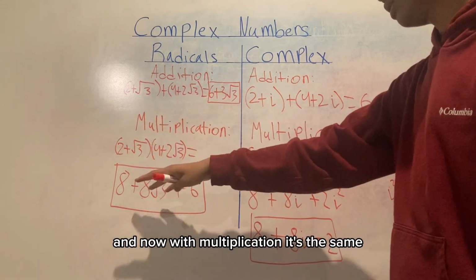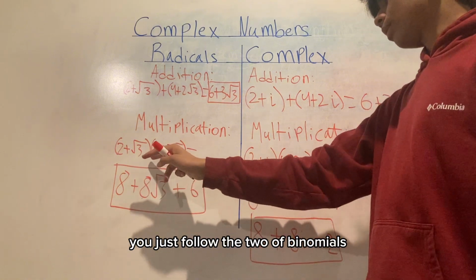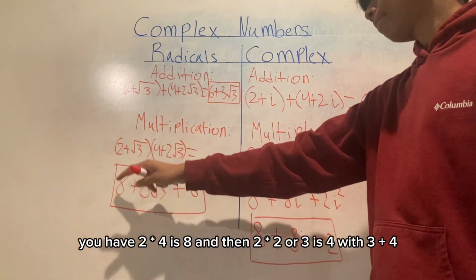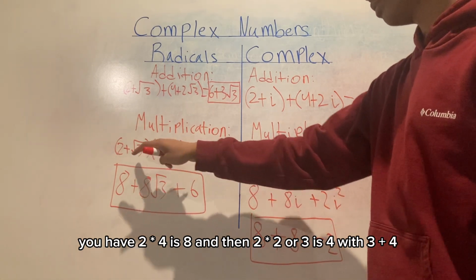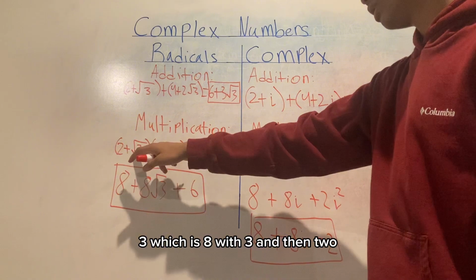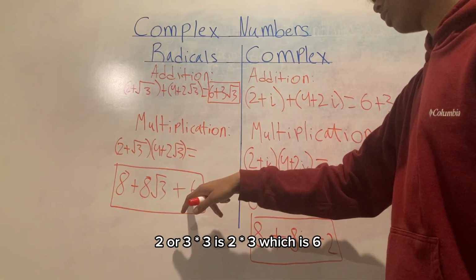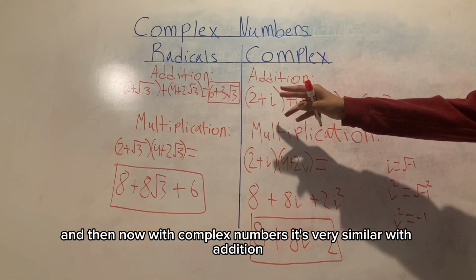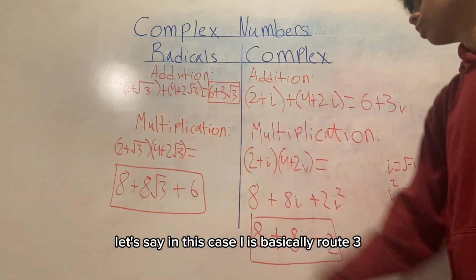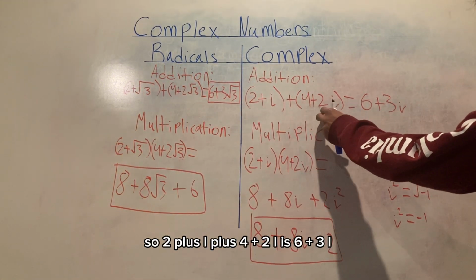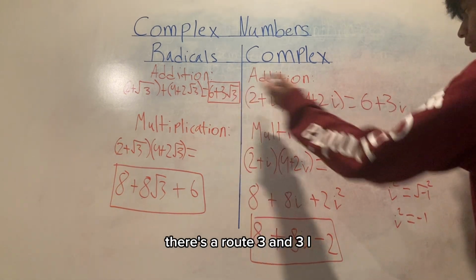And now with multiplication, it's a similar thing. You just FOIL the two binomials. You have 2 times 4 is 8. And then 2 times 2 root 3 is 4 root 3, plus 4 root 3, which is 8 root 3. And then 2 root 3 times root 3 is 2 times 3, which is 6. Now with complex numbers, it's very similar with addition. Let's say, in this case, i is basically root 3. So 2 plus i plus 4 plus 2i is 6 plus 3i. The only difference here is there's a root 3 and 3i.